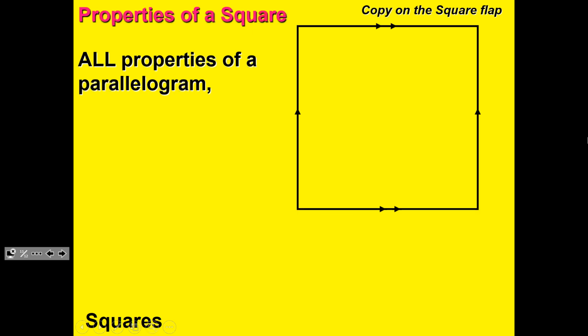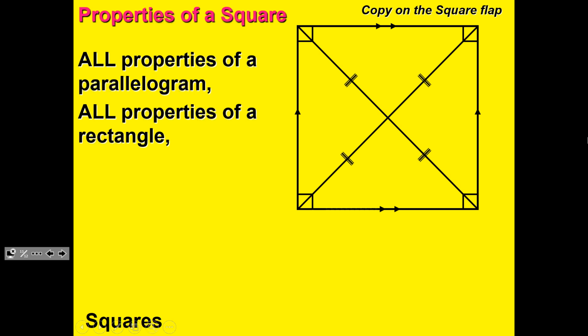The next is that it has all the properties of a rectangle. So remember, that was 2 additional properties, the 90-degree angles and the diagonals being congruent. Okay? And it also has all the properties of a rhombus. So those were those last few we included.